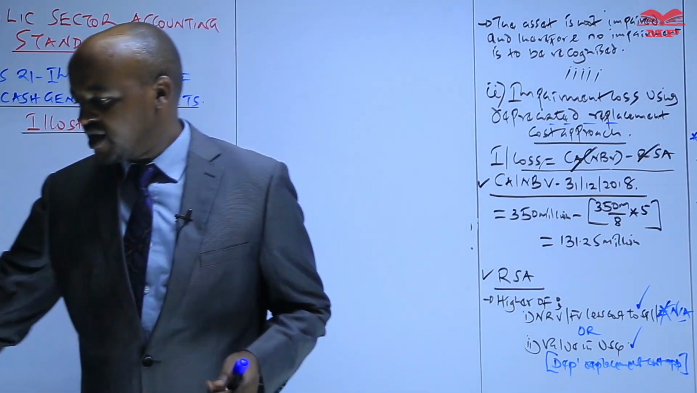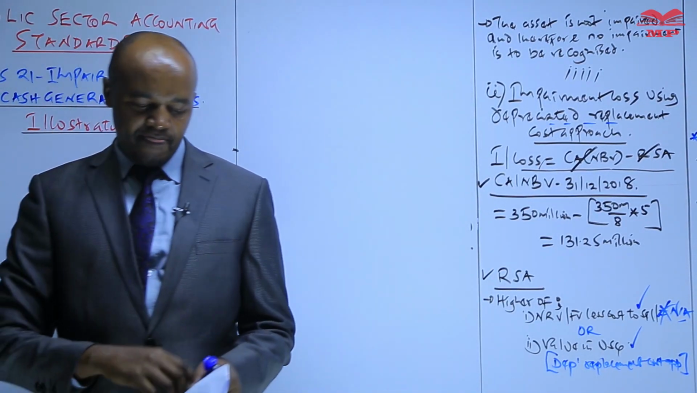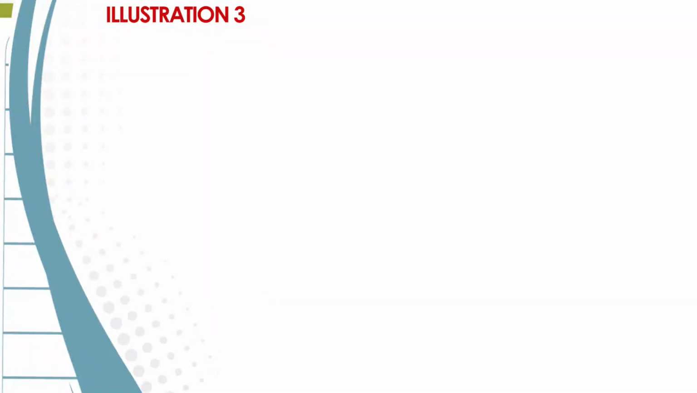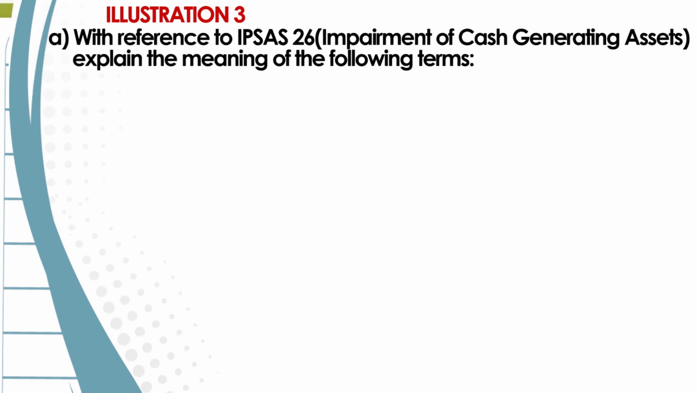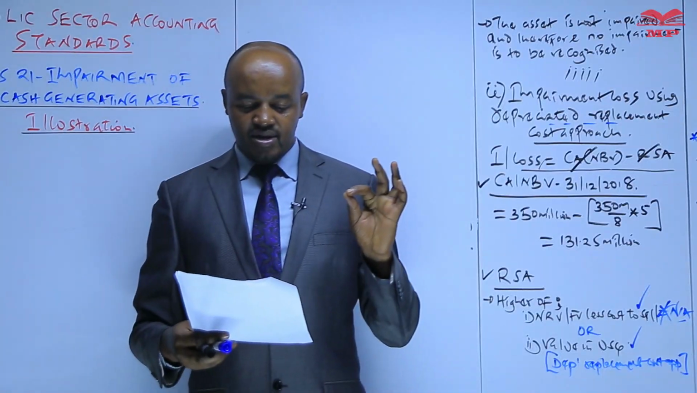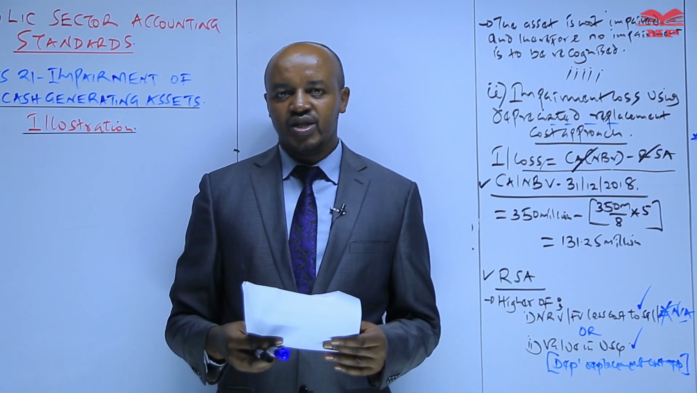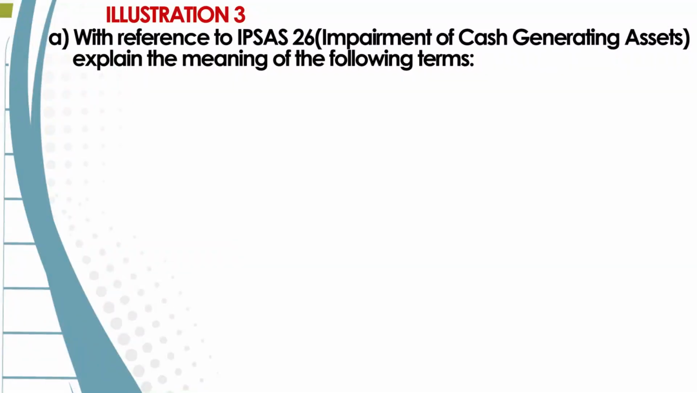So let's go through the illustration. We see what we are told. The illustration, with reference to IPSAS 26, which deals with the impairment of cash generating assets, asks us to explain the following terms. IPSAS 26 is basically equivalent to IAS 36, so the definition of those terms under IAS 36 is the same as under IPSAS 26. The first term we are required to define is the value in use.